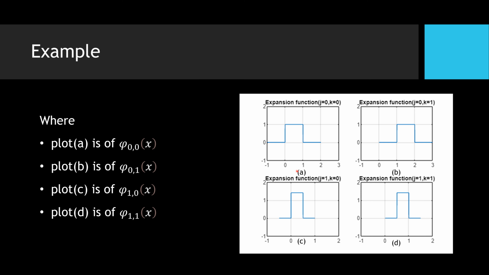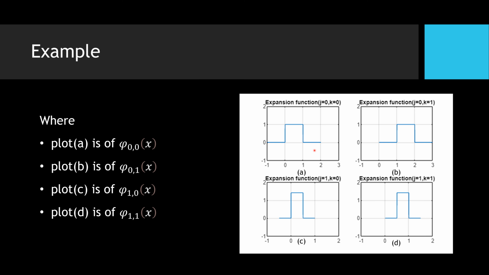So here is the plot of psi of 0 comma 0 of x, 0 comma 1, 1 comma 0 and 1 comma 1. So here as you can see, the height is 1 and the width is 1. Since it is psi of x, it is simply a Haar wavelet. Now if k equal to 1, it will get shifted by 1 unit to the right side. So this is the plot.